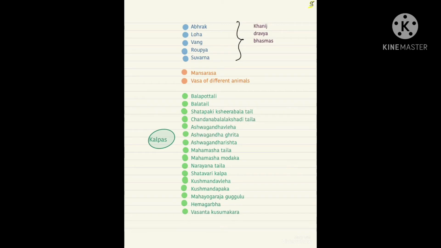So to remember, it will be easy for you if you group them in some kind of mnemonics like Bala Pottali, Bala Taila together, Ashwagandha Valeha, Ashwagandha Ghrita, Ashwagandha Rishta together, like that. So a few of these kalpas you can write down when they ask you the treatment for Dhatukshayajanya Vatavyadhi. Of course you cannot remember and write down all of them, but some of the important ones if you remember and write down, it will be good.